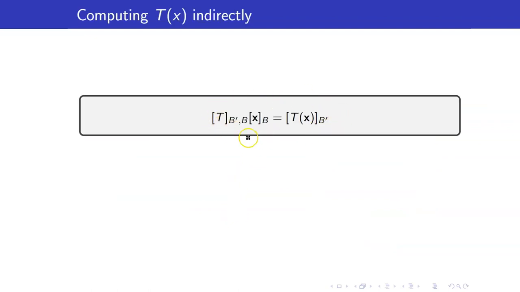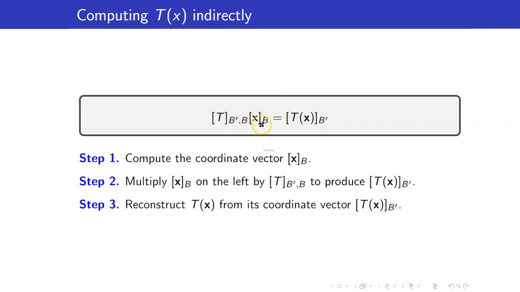So this very important equation tells us that we can compute T of X indirectly. Based on this equation, what do we do? First, we compute the coordinate vector of X with respect to B, and then multiply this on the left by the matrix representation to get the coordinate vector of T of X with respect to B prime. How can we get T of X?